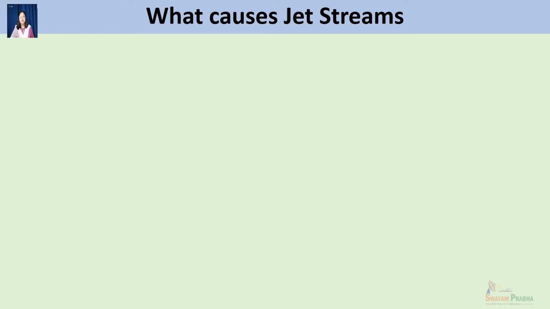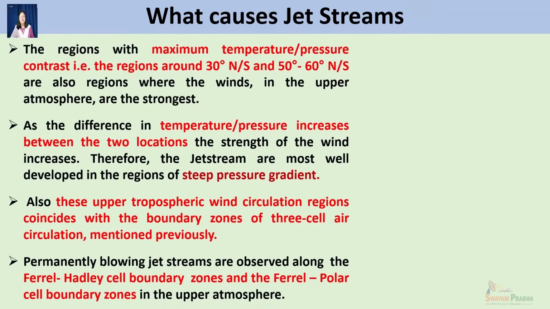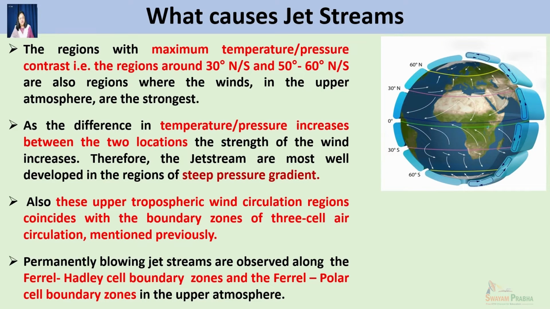So the jet streams are primarily caused because of the variations and contrast in temperature and pressure conditions across the latitudes, even along the vertical dimensions till the tropopause. And such regions extend between 30 degrees north and 30 degrees south and 50 degrees north and south of the equator. Between the tropics, there is maximum insolation which is received. Therefore, within the tropics, the temperature contrast is not that extreme.